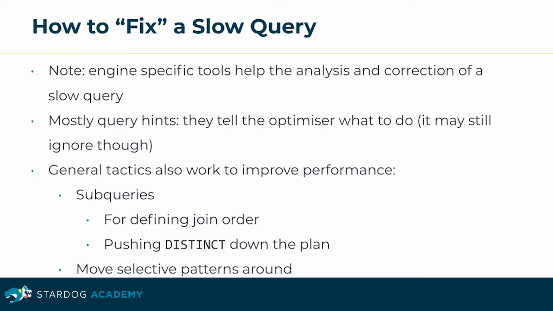So how do we fix a slow query? Well, first, engine-specific tools help the analysis and the correction of a slow query. And we can do this with some query hints, which tell the optimizer what to do, though the optimizer may still ignore it. Things like the join order to pick. The general tactics we can use here to improve performance: one is to look at some subqueries for defining a join order and pushing distinct down in the plan, and move selective patterns around. As noted, having the selective pattern executed prior to a more expensive join is going to speed up the query and provide results quicker.